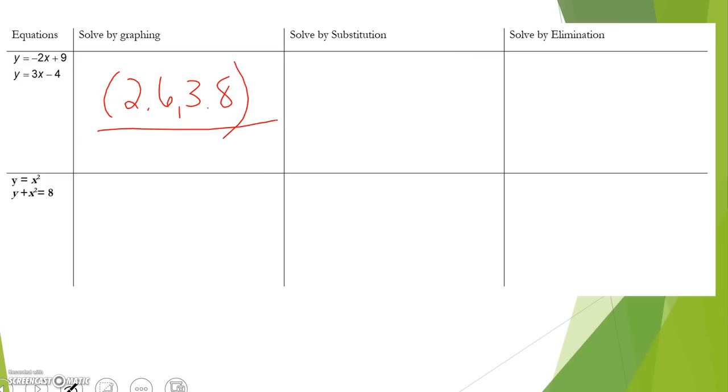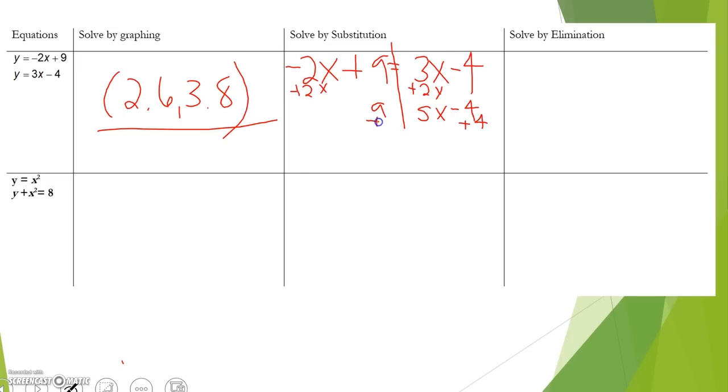So it's pretty easy. Now, by substitution, if this is the way you choose to solve it, what you're doing is substituting one function into another. They both equal y, so if they both equal y, that means they equal each other. So I am just going to set them equal to each other, and I'm going to solve for x. I'm going to add over 2x and get 5x, and I'm going to add over the 4 and get 13.